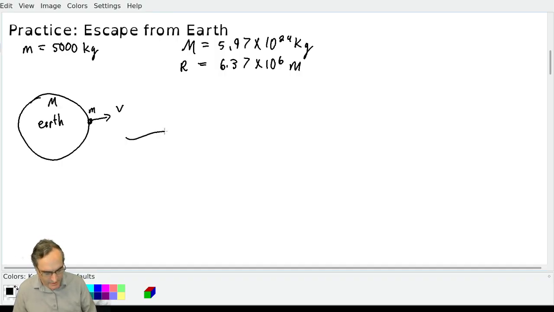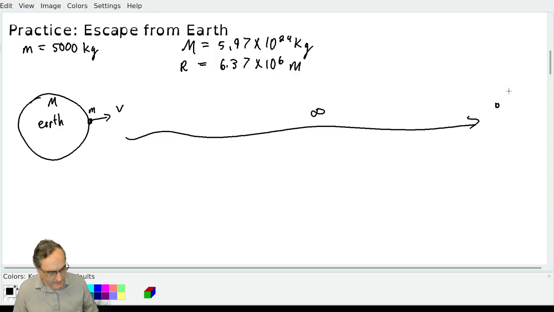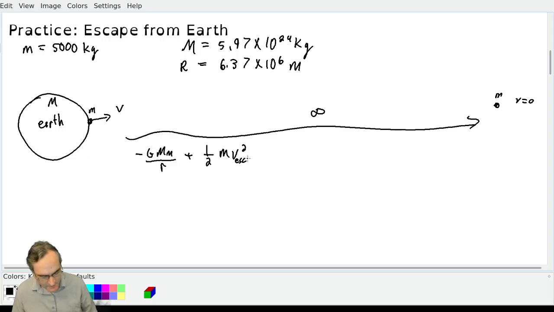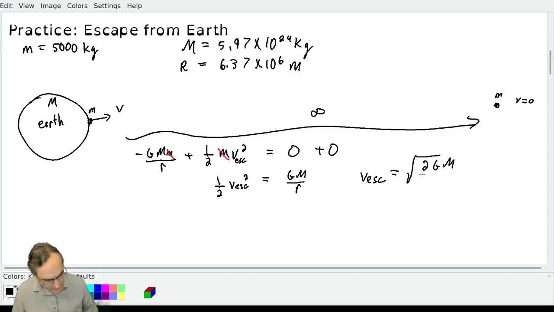All right, so with our givens, we start out at the surface of the Earth with some mass. We're launched out, we go an infinite distance away and escape, and at that point, our velocity would be equal to 0. That means we can say minus G mass of Earth, mass of spacecraft over r, plus 1/2 mass of spacecraft, v of spacecraft to escape squared, is equal to 0 plus 0. The small mass appears in both, so we'll rearrange this. So v escape is the square root of 2G mass of Earth over radius of Earth.